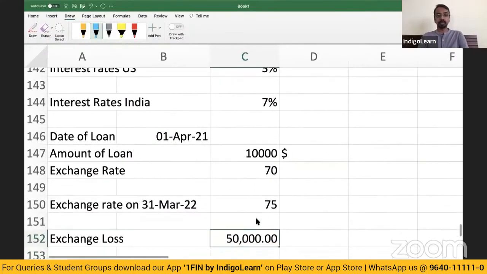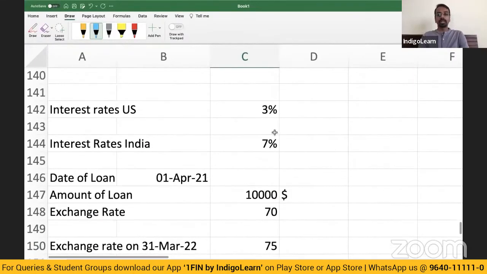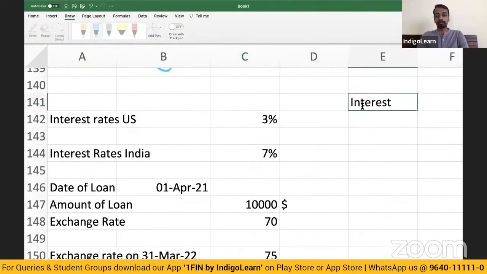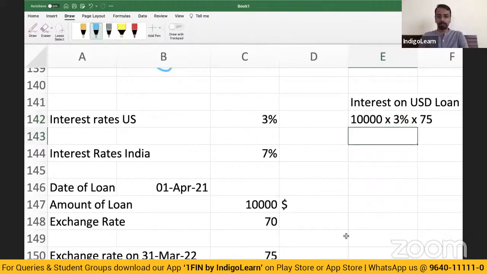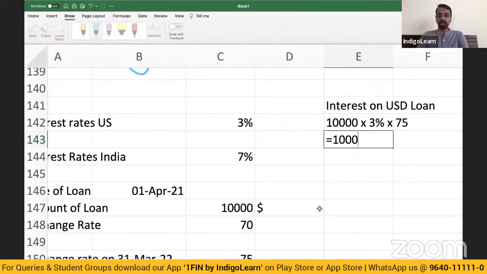Now, what is the interest you have to pay in USD? You have to pay 3%, on what amount? $10,000. So $10,000 multiplied by 3% multiplied by 75. Provision or payment, whatever it is. That comes to 22,500. 22,500 is the interest you will pay on the USD loan.